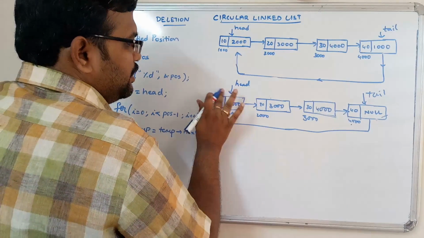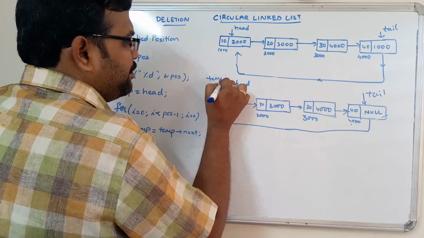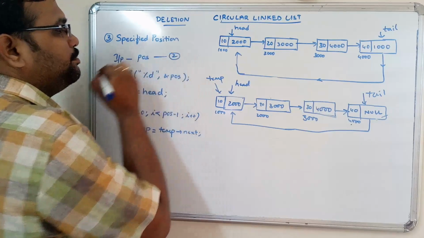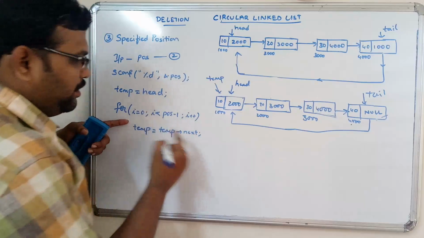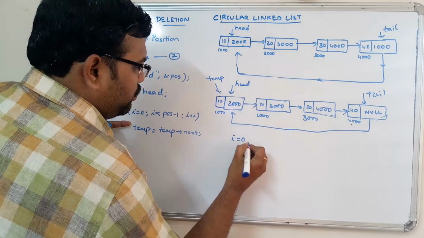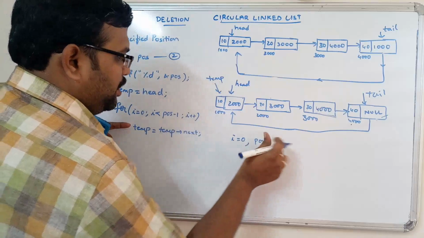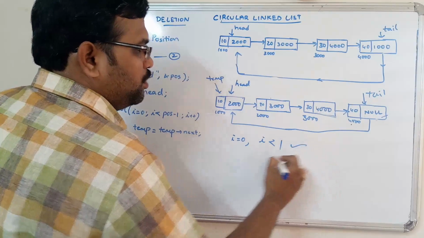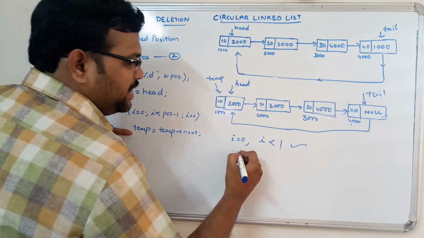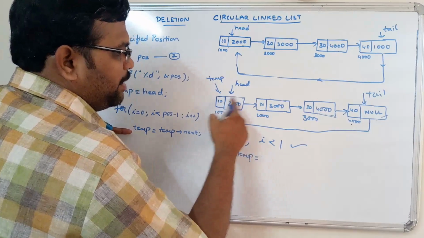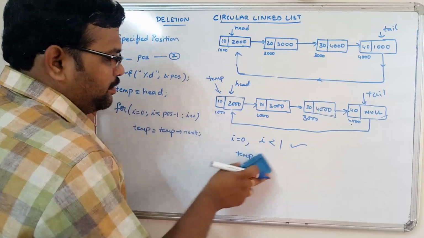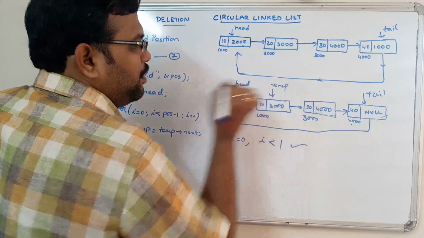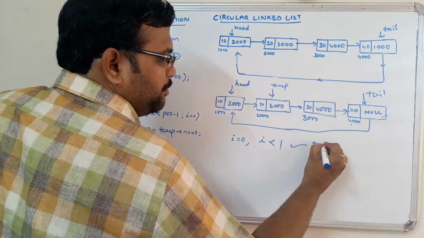Here, initially this is the temp, because we are assigning temp is equal to head. Let position be equal to 2. In the first iteration, i is equal to 0, and i is less than position minus 1, that is 2 minus 1, which is 1. So true. Automatically we have to change the temp value. So temp is equal to temp of next, so this temp will be moved to 2000. Hope you understood this one, right? So temp is equal to 2000.